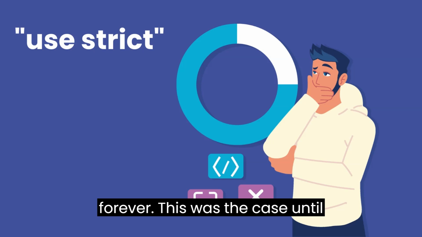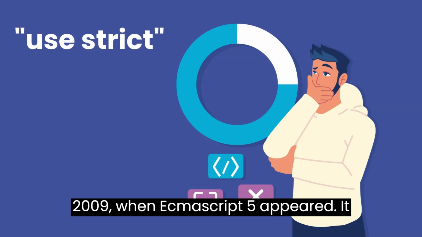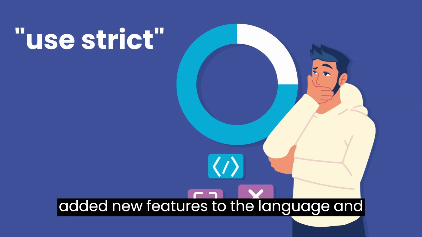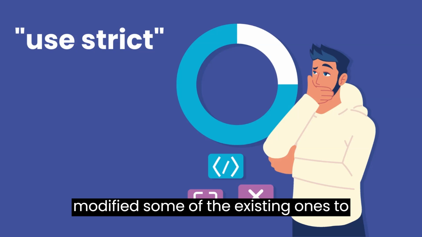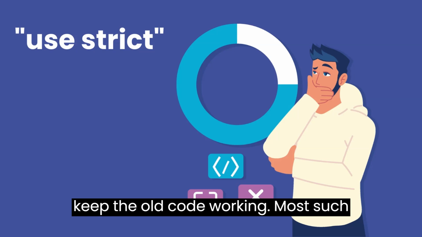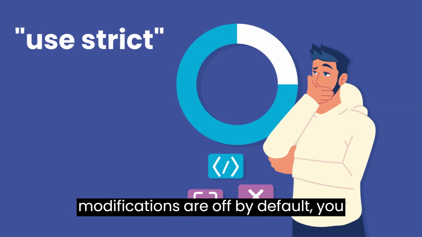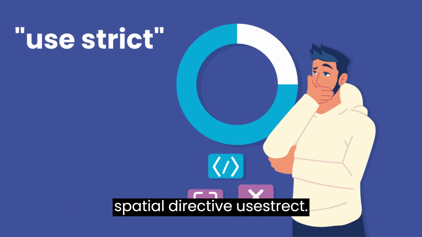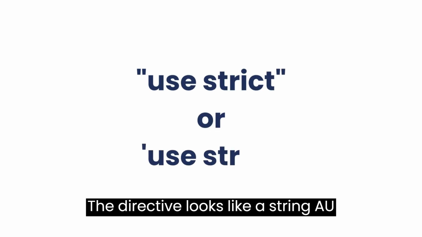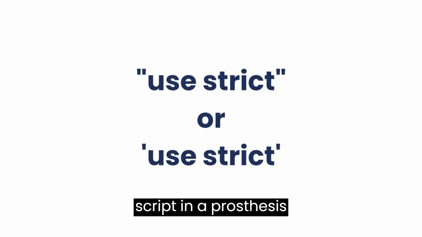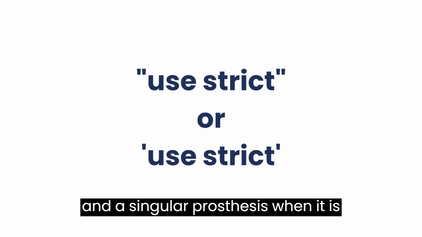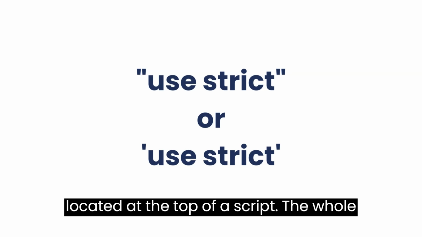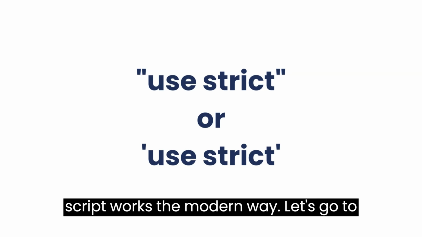This was the case until 2009 when ECMAScript 5 appeared. It added new features to the language and modified some of the existing ones. To keep the old code working, most such modifications are off by default. You need to explicitly enable them with the special directive "use strict". The directive looks like a string, "use strict", in double quotes or single quotes. When it is located at the top of a script, the whole script works the modern way.